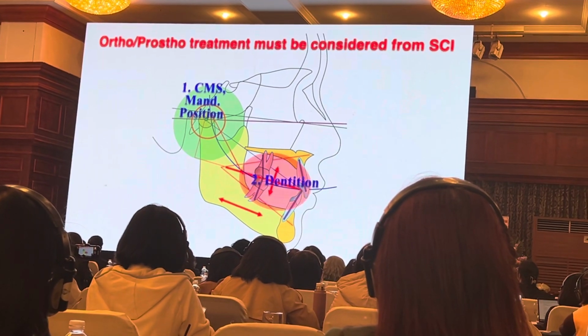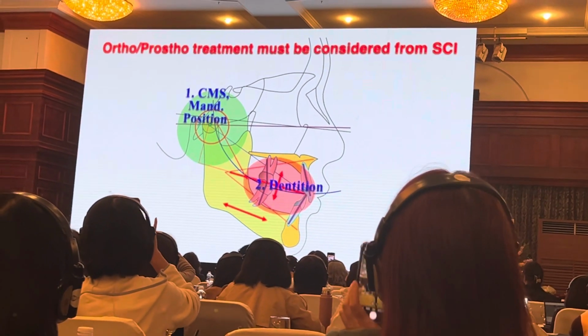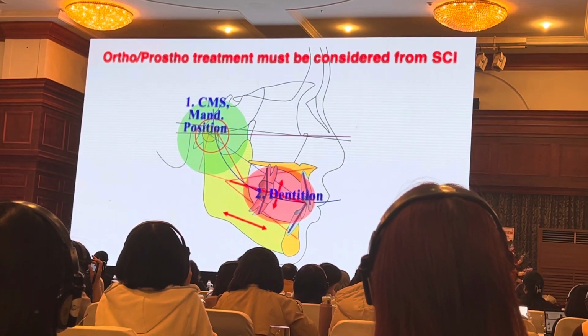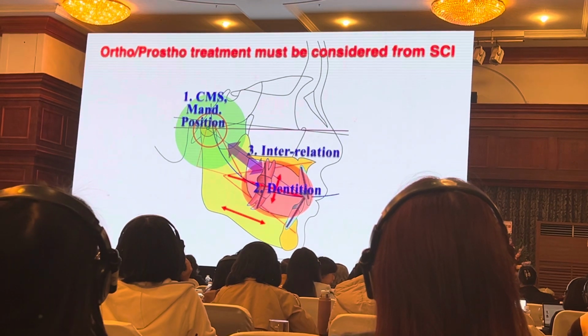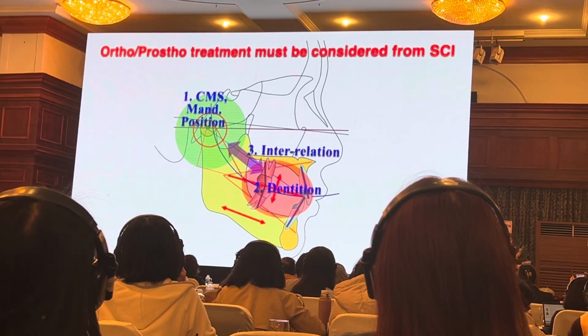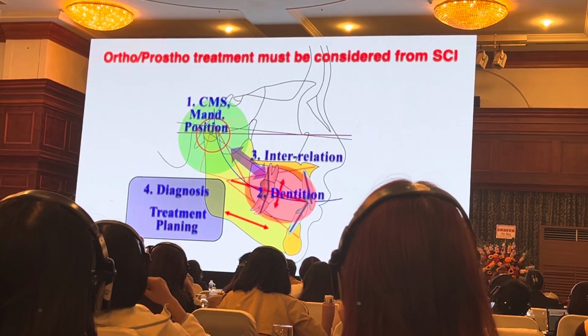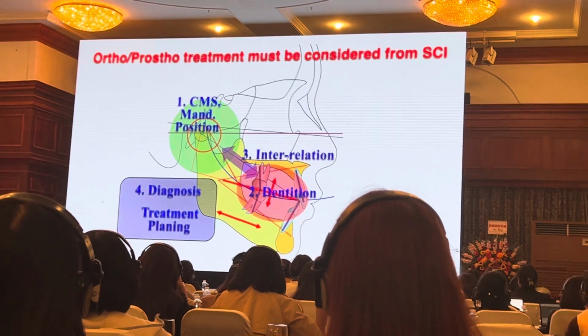Okay? So the mandible depends on that, the craniomandibular system depends on that, the position of the mandible is very dependent on this, and the height of the dentition is absolutely important to be defined from inclination of the joints. Okay? So diagnosis and treatment plan must pass through the SCI and TCI.